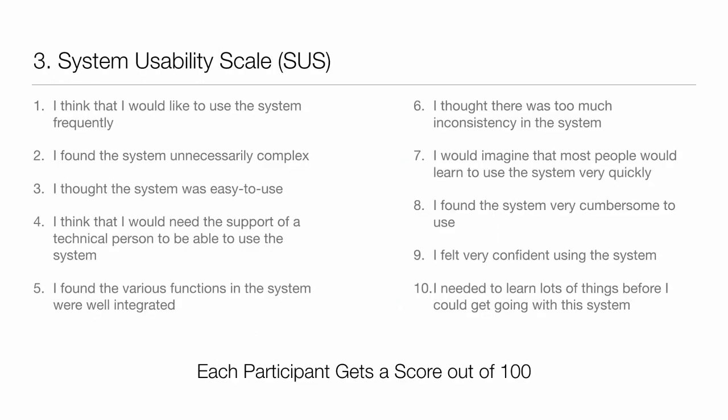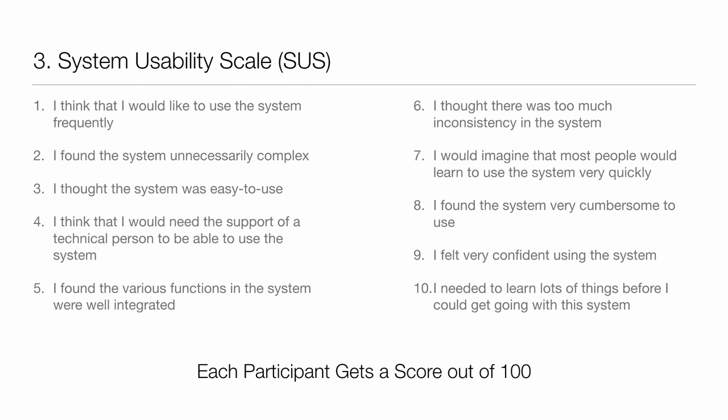And finally, my favourite, the System Usability Scale. This is a bit more complex than the other two, but not by much. So firstly, you have 10 questions. I think I would use the system frequently. I think the system is unnecessarily complex, etc. Get someone to use the website, use the app, use whatever you've made, and then get them to answer this.